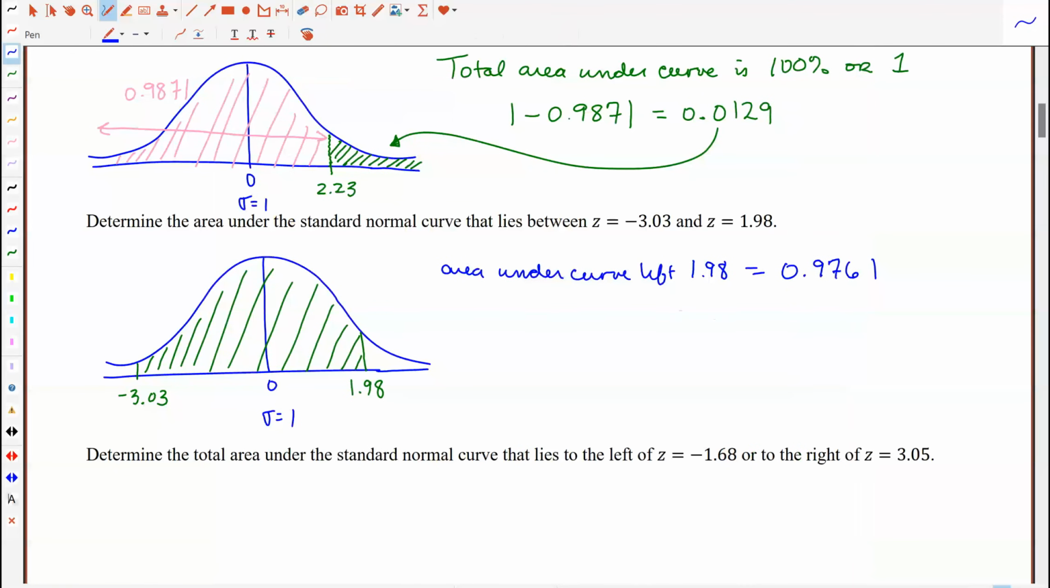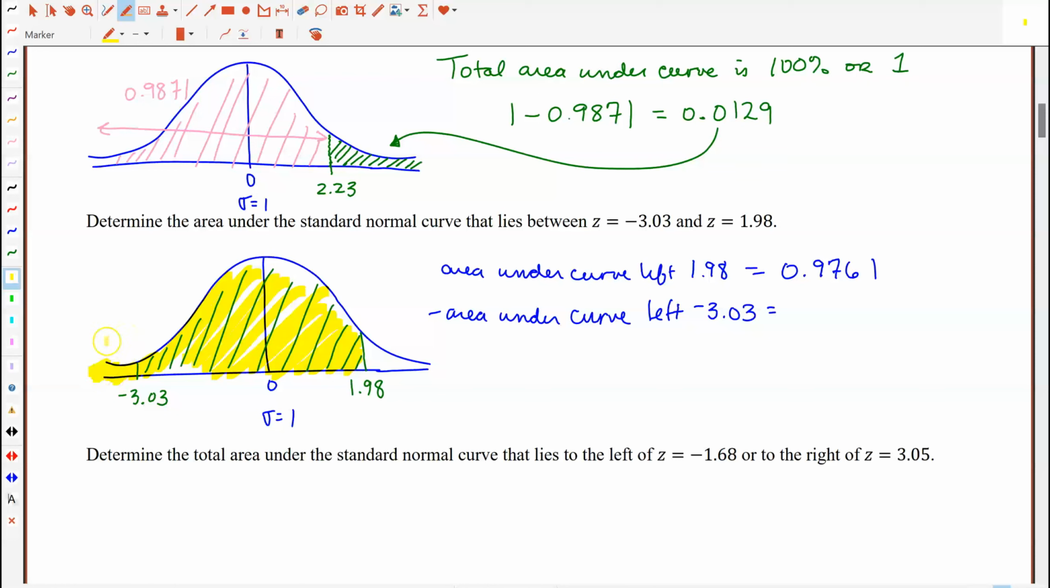So the next thing that we're going to do with that number is subtract off the area under the curve that's to the left of negative 3.03. And again, the reason why we're going to do that is this 0.9761 that I just found is the area to the left of the 1.98, which includes all of the region that I want, but it also includes this region out here in the tail that I don't want.